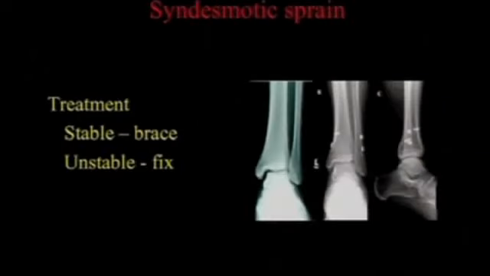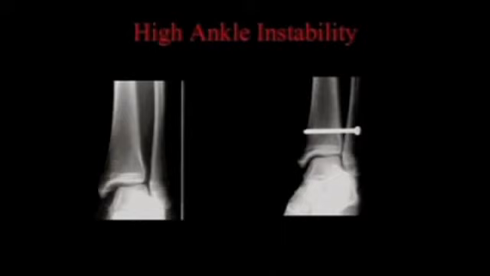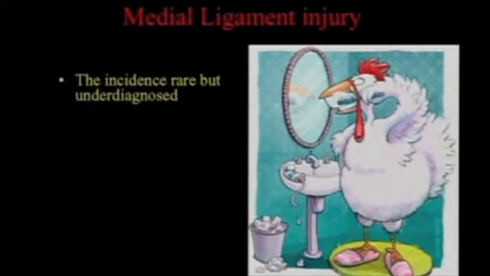So a little bit about syndesmotic sprain. If it's unstable, you've got to fix it. And we talked about tightrope. Tightrope is a good technique to fix the unstable syndesmosis. If it's stable, you brace it for the time. And if you're getting pain just from the syndesmosis and everything feels stable, you could just do a scope and clean out.